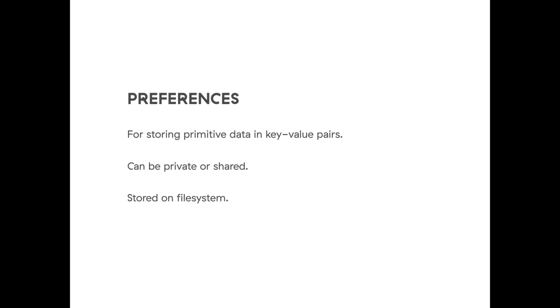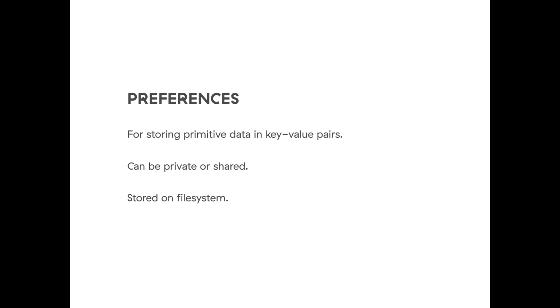Then we have preferences. Preferences are used for storing primitive key value pairs, like if you want to store integers or strings or stuff like that. The great thing or the bad thing about preferences is that they can be either private or shared or public. This means that if they are private, the preferences are only accessible inside of your application. But if you say that they are public, that actually means that some other application can access that data. By default, all the preferences are private.